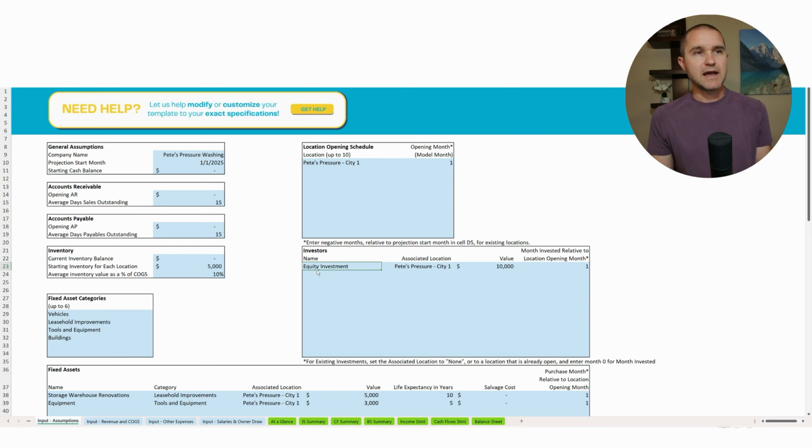And then we have an equity investment. So this could be your personal investment. This could be from outside investors. If you're getting an SBA loan, you're probably going to need to put at least 10% of the total project cost in as an investment. So let's say we've got equity investment. We can select the associated location. So again, right now we only have City 1 as the only location. So this investment is for this first location, $10,000. And we're going to have that happen in month one.